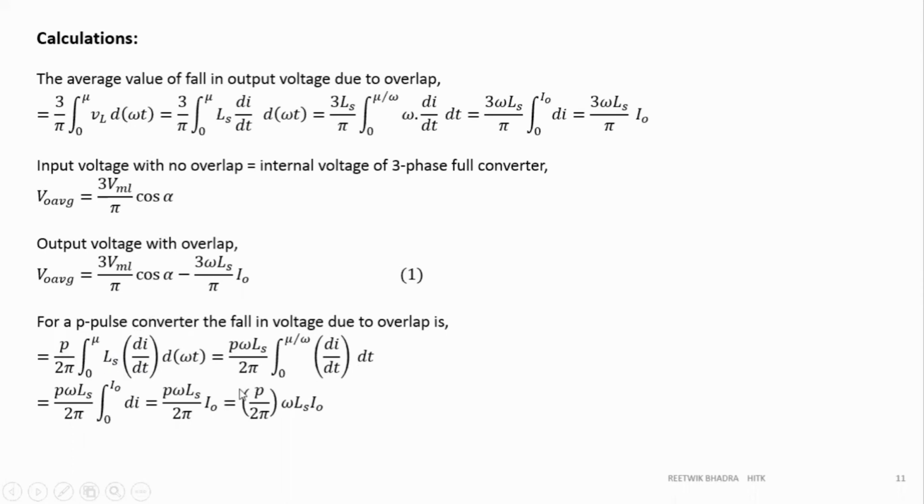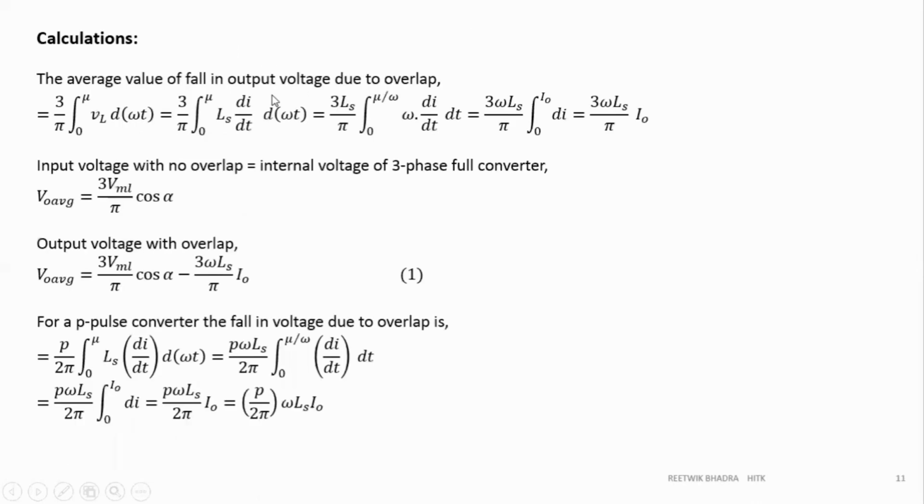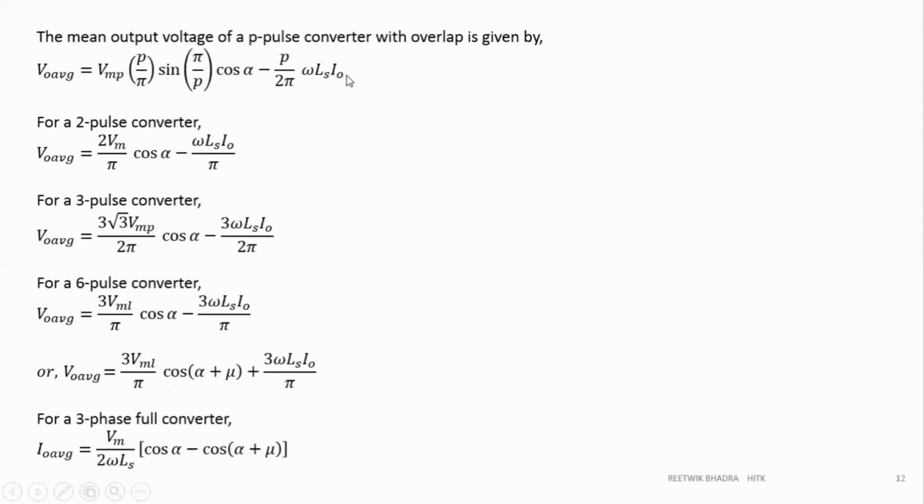Do the integration, you will get this value. If you get this value, what will be the change in this V naught average? Instead of 3, we can write P. So this 3 can be replaced by your P. That's why V naught average is written in terms of P minus the value, P by 2 pi omega Ls I naught. So this is a general form.